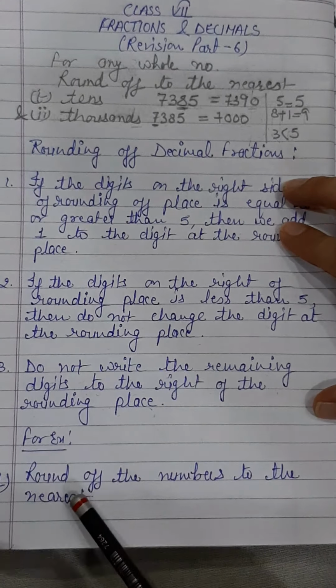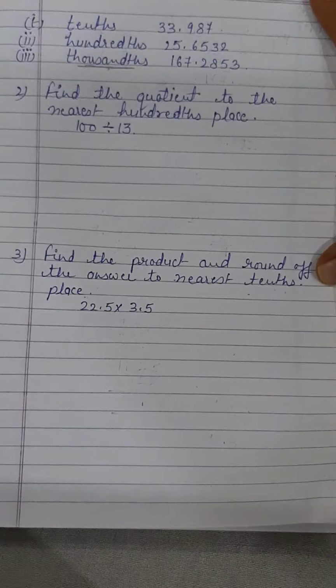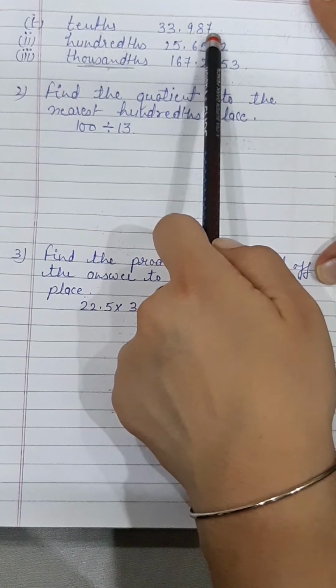So let's take one example. Round off the number to the nearest tens. 33.987.